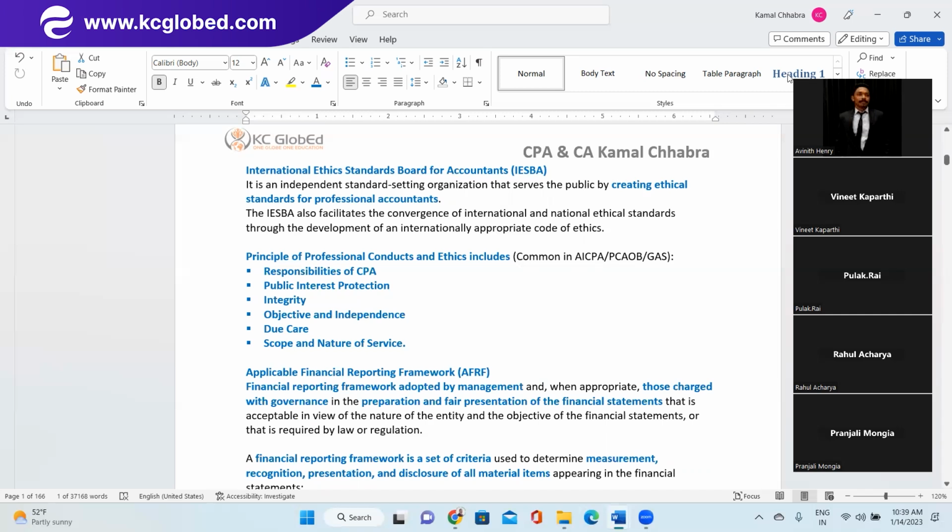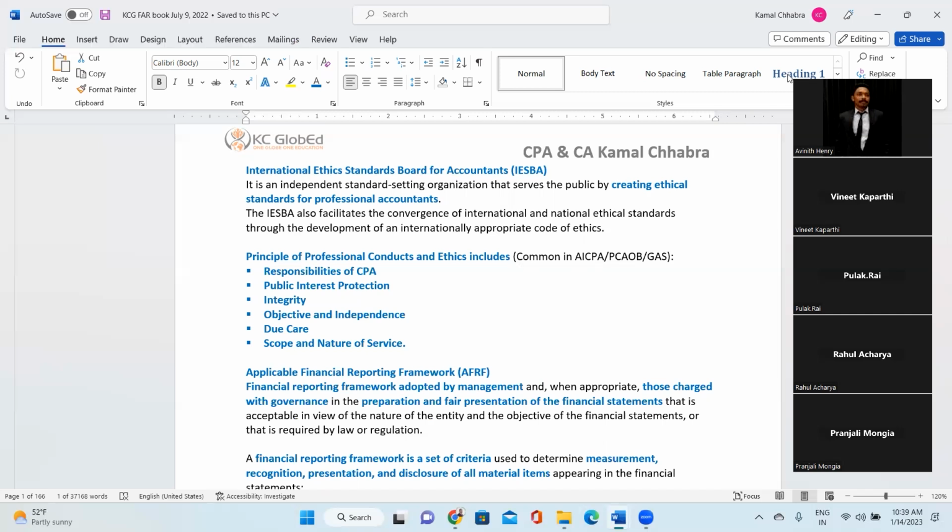Okay, so the next topic we have is the International Ethics Standards Board for Accountants. That is called IESBA. This term you will see both in FAR as well as in the audit exam. It is an independent standard-setting organization that serves the public by creating ethical standards for professional accountants.